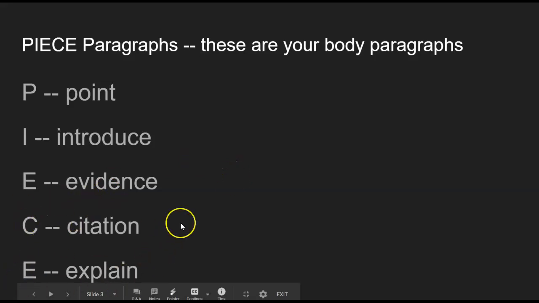And the E, which is one of the most important parts, is where you explain what this means to your readers. So remember, you have an idea about how all of this information connects together. You have to tell your readers about that. Otherwise, they won't know what to do with the evidence that you've provided. So that means if you don't have the explanation, all of the hard work of your research kind of goes out the window. So be sure to have the explanation.